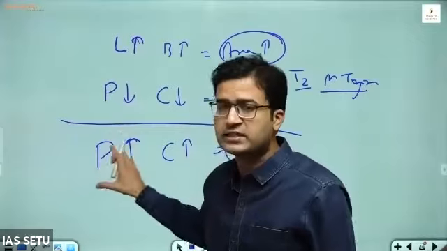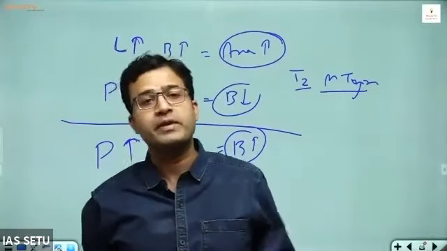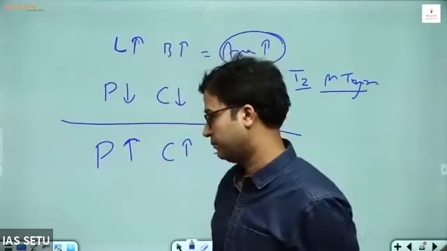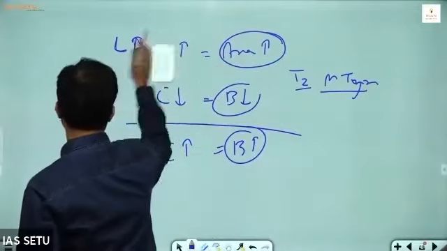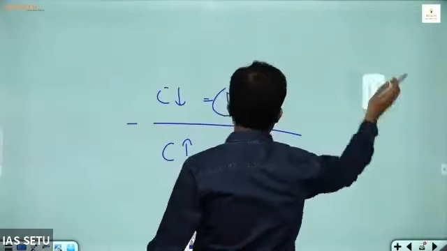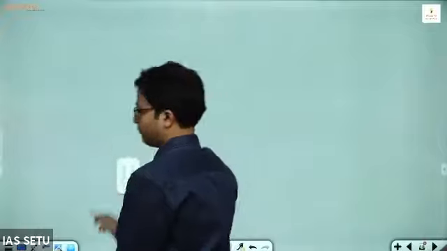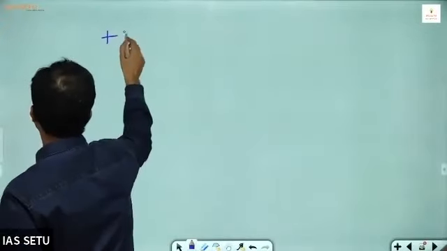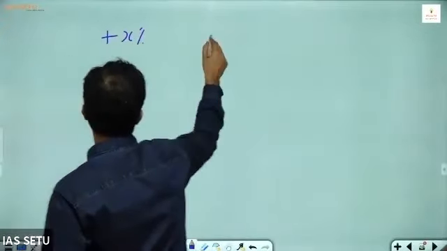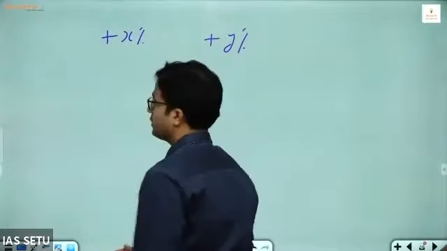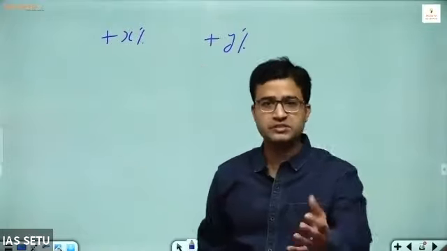Or if we understand this concept of type 2, basically we have only 3 subtypes. What are the 3 subtypes here? Like if it is a rectangle, or maybe any other thing, the first dimension is increased by X%, the second dimension is also increased by Y%. Both dimensions increase. This is one of the subtypes.